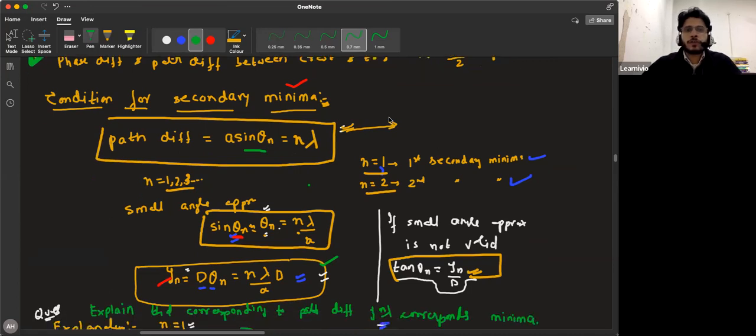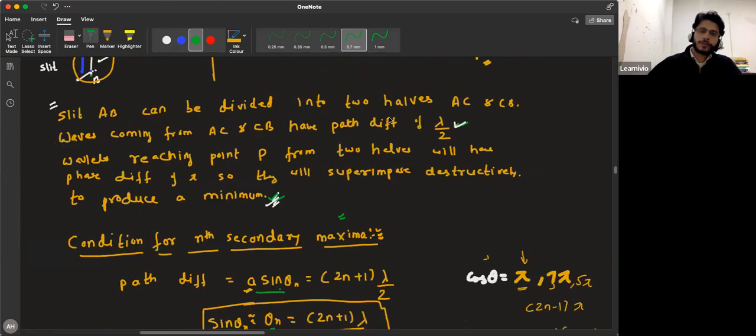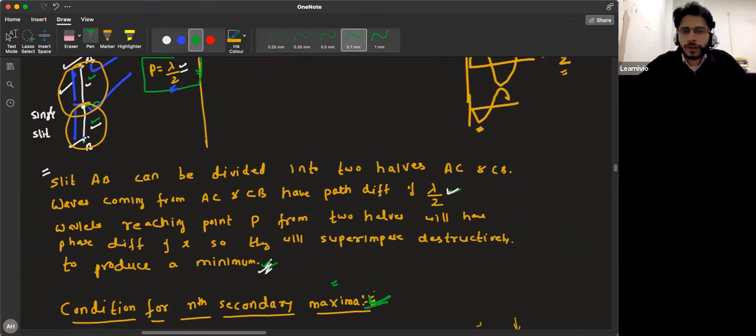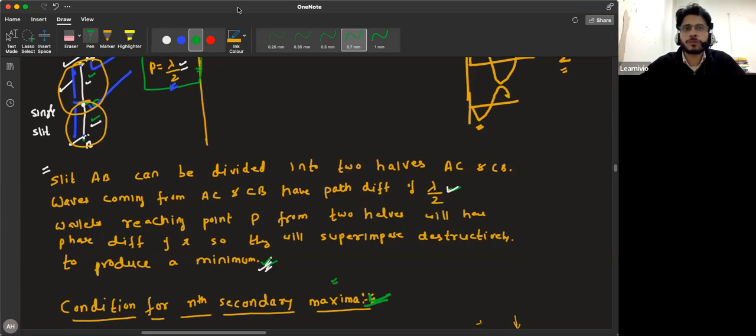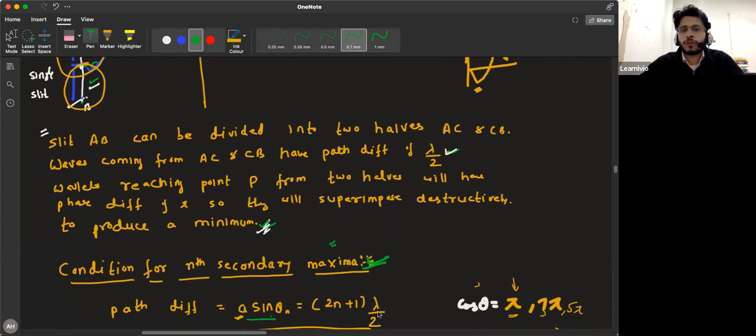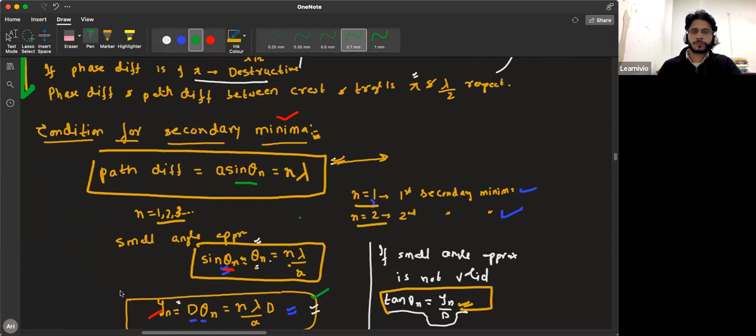The next is the condition for secondary maxima. Again, we need some particular values of path difference for which you will get maxima. The condition is that your path difference should be 2n plus 1 lambda by 2. For secondary maxima, your path difference should be 2n plus 1 lambda by 2.